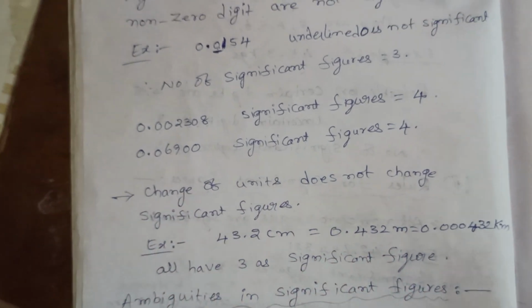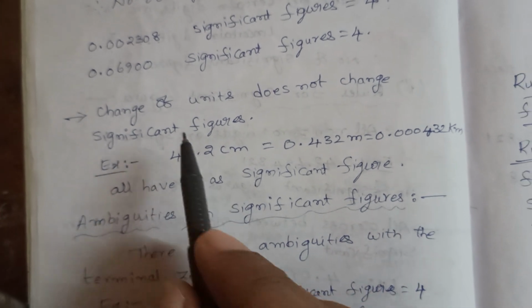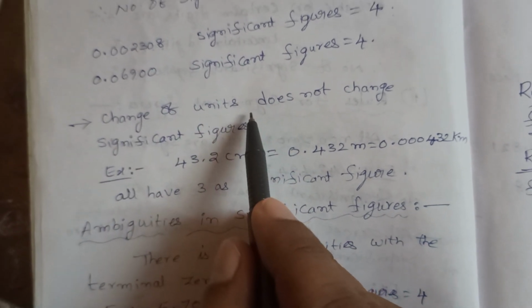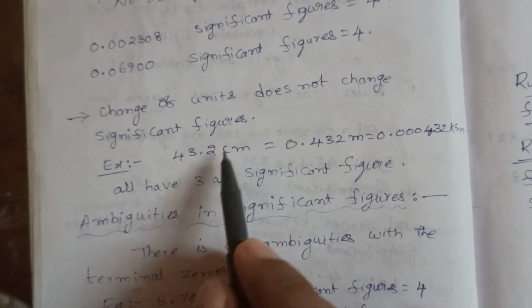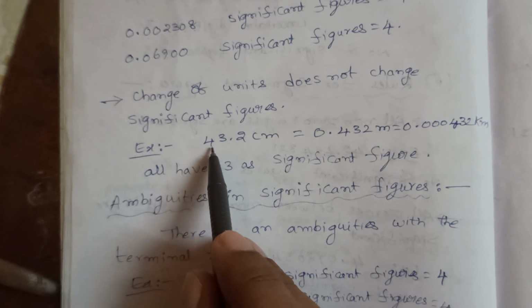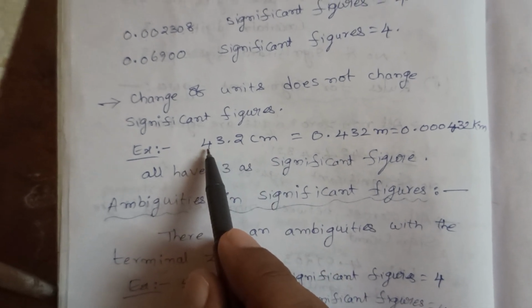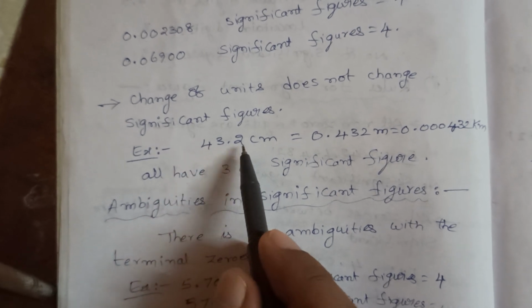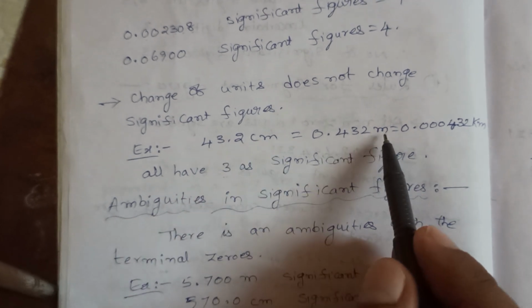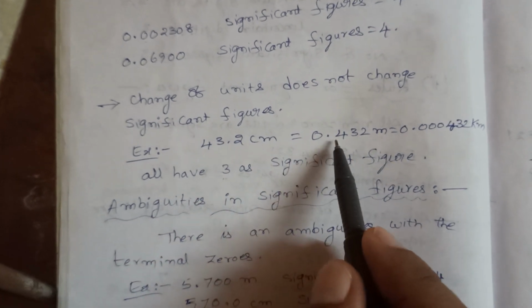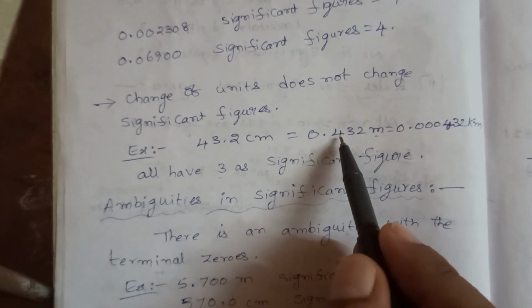Okay, next, one more example. Change of units does not change significant figures. Consider this example, 43.2 centimeters. The number of significant figures here is how many? 1, 2, 3. 3 significant figures. Centimeters, if you convert into meters, 0.432 meters. Here the number of significant figures 1, 2, 3.